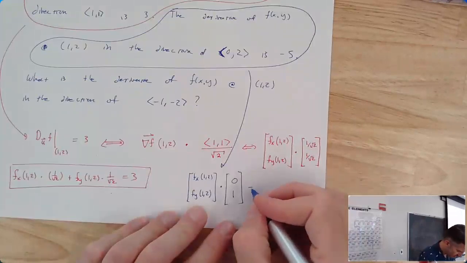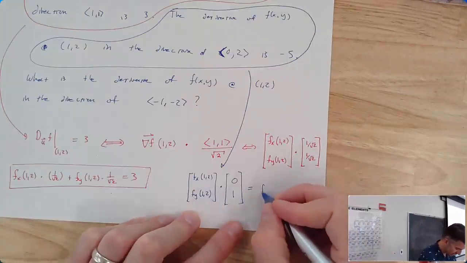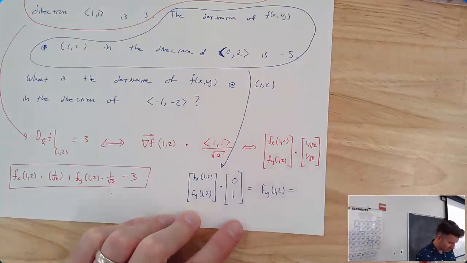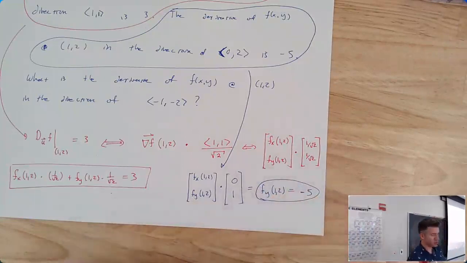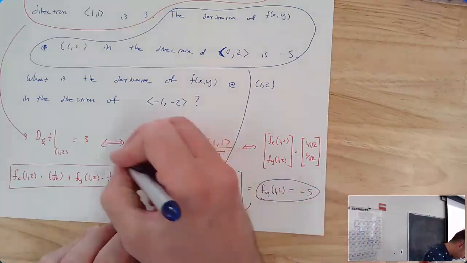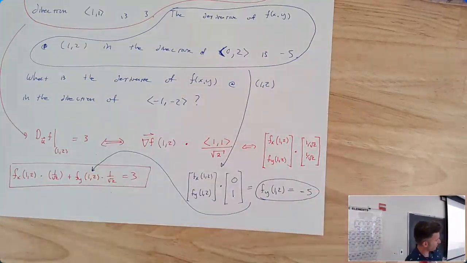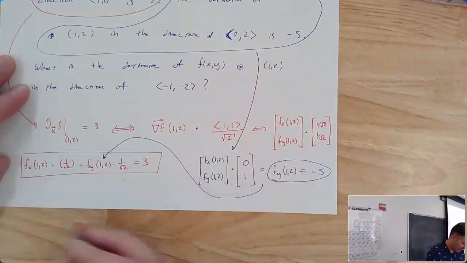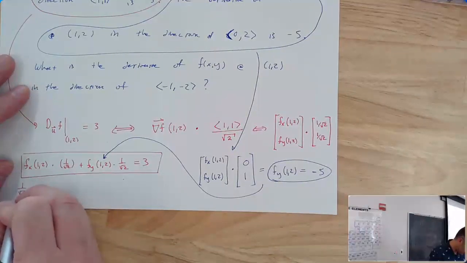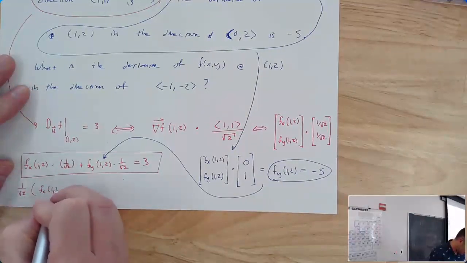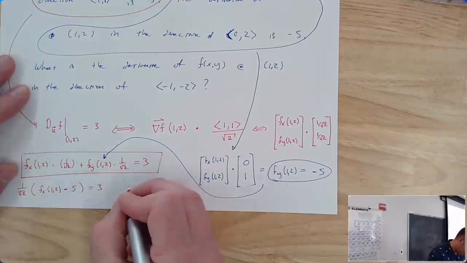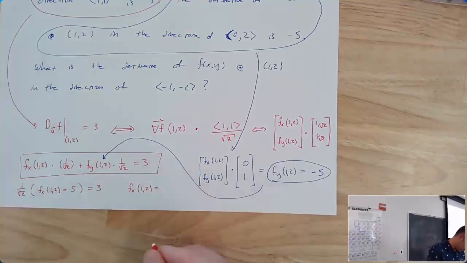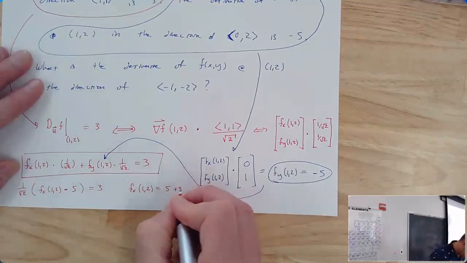So if we do this, that's equal to 0 plus fy of (1, 2), and that's supposed to equal -5. Oh, look, we just found the partial derivative with respect to y at (1, 2) is equal to -5. So then we can go back over here and say that's got to be -5. It's not going to be very nice, but I can say 1 over root 2 times fx at (1, 2) minus 5 equals 3. So then multiply by root 2, add 5, you get fx at (1, 2) equals 5 plus 3 root 2.